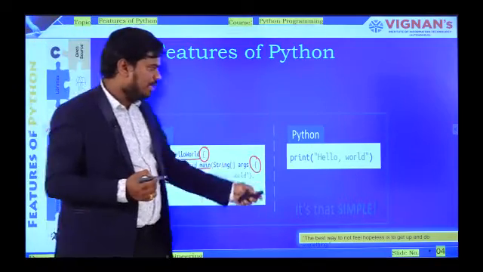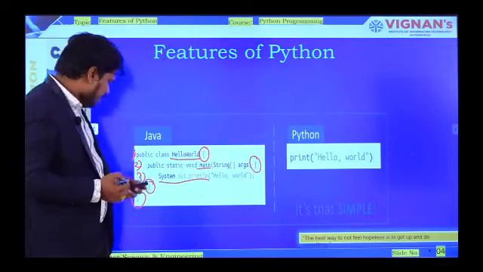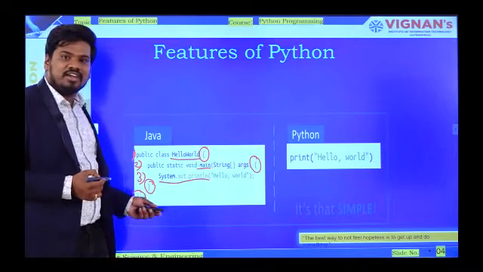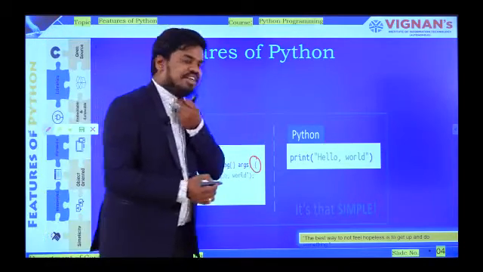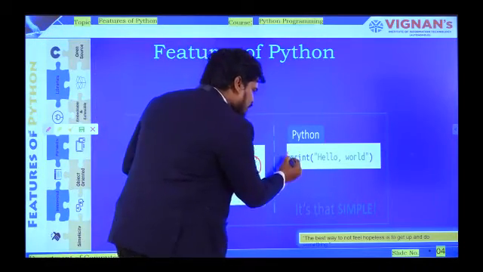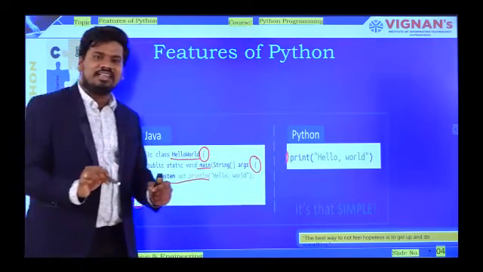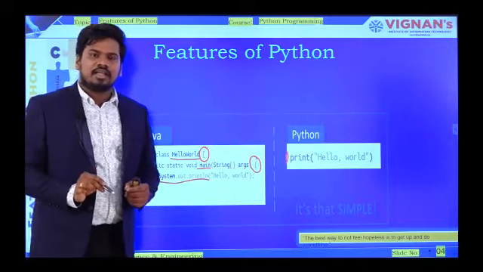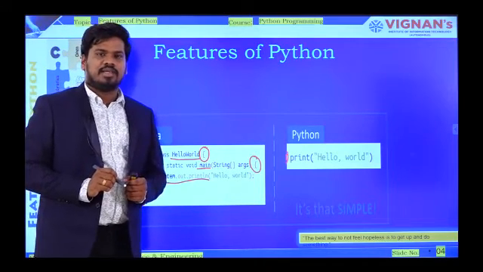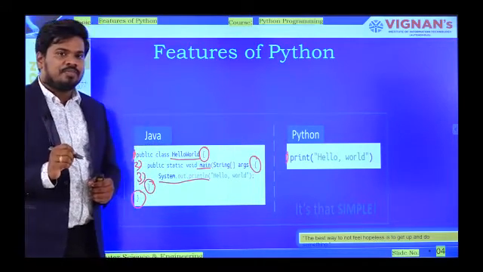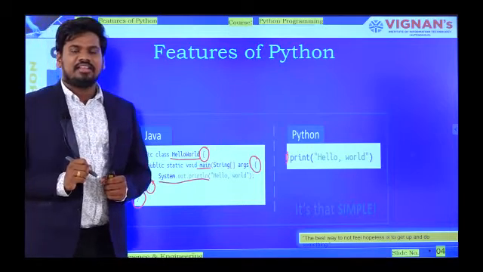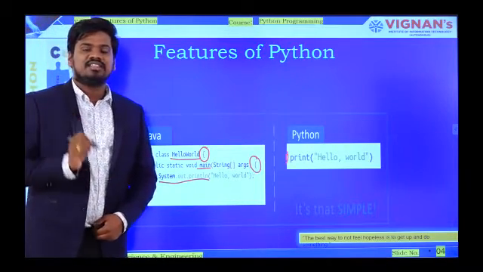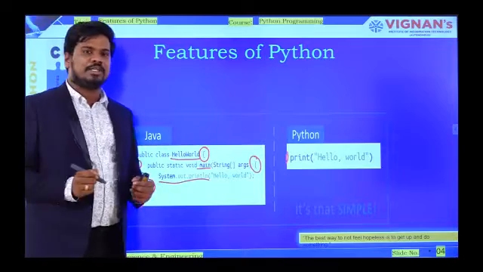But coming to Python, instead of writing this many lines of code, I will finish with one piece of code, one single instruction, I will wind up everything. So this is the beauty of Python programming. Remember, the first feature of Python programming is simplicity. It is simple and easy to learn.